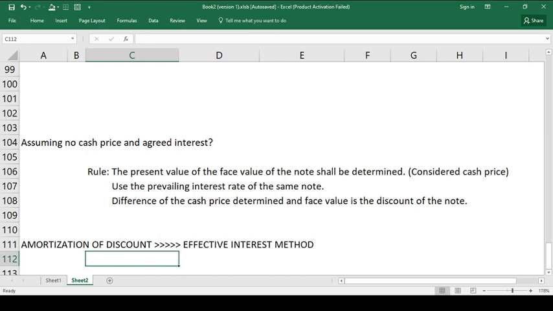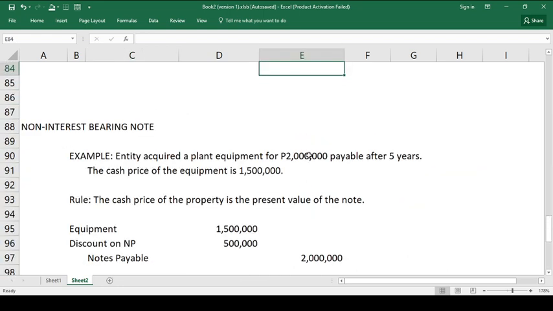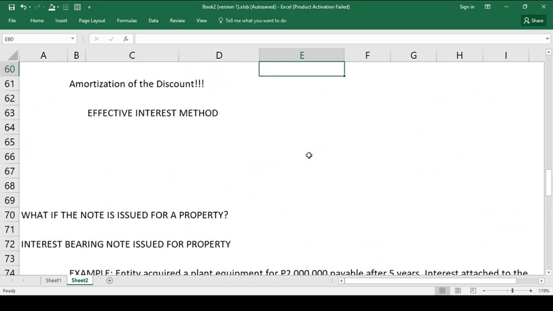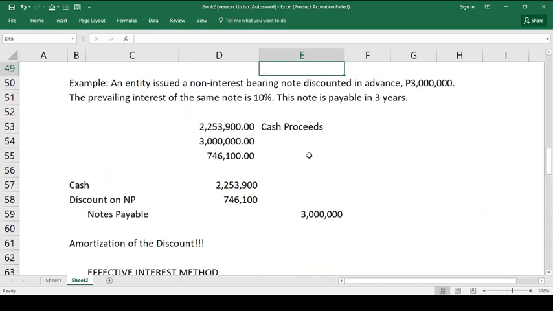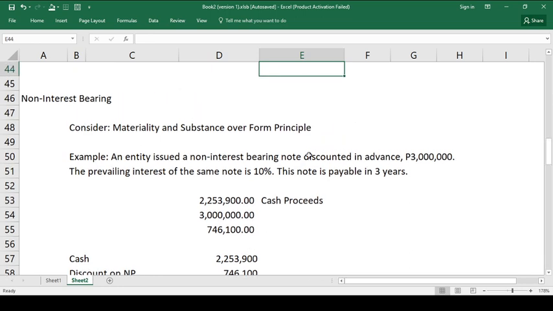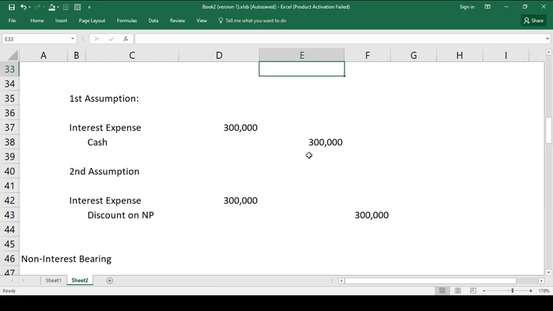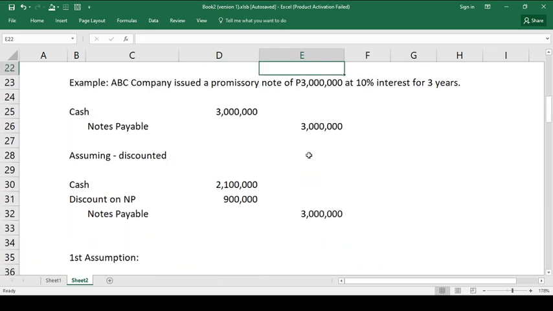Okay. That's it for our today's discussion related to accounting on notes payable. Hopefully, my presentation was clear as to the accounting of interest-bearing note and non-interest bearing note.